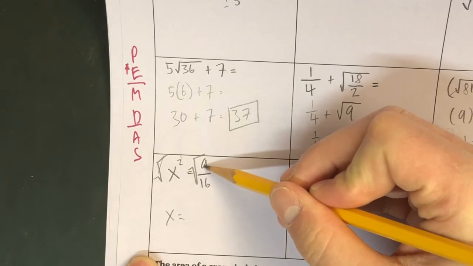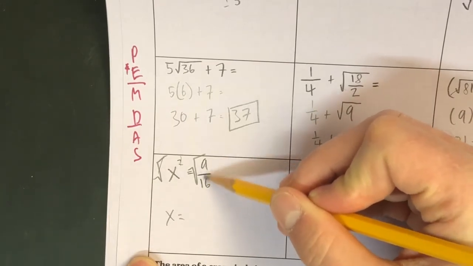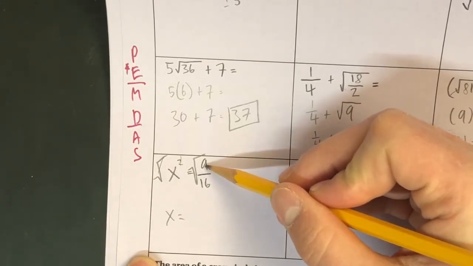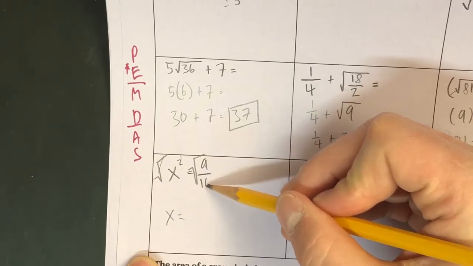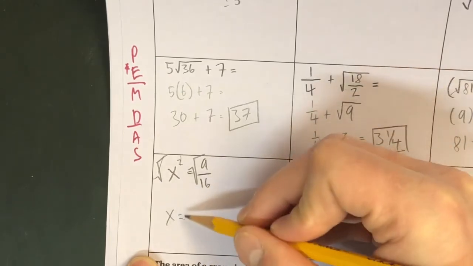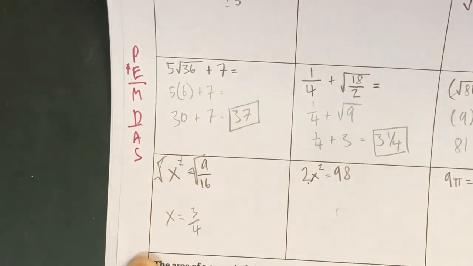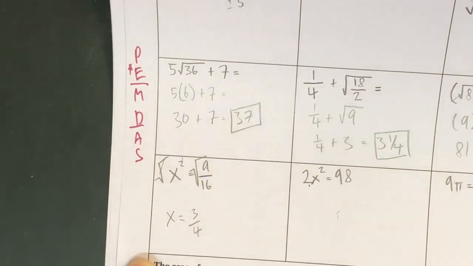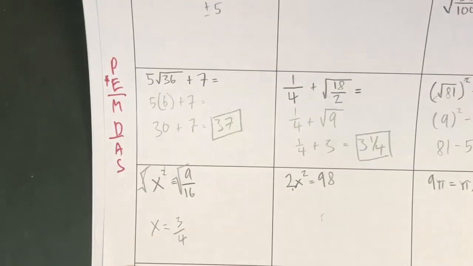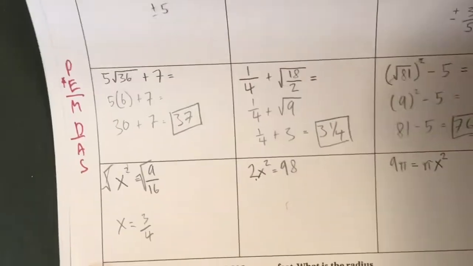Well, these are both perfect squares. The square root of 9 is 3. The square root of 16 is 4. So that becomes 3/4. Okay? Moving right along here, same thing. I want to get x by itself.